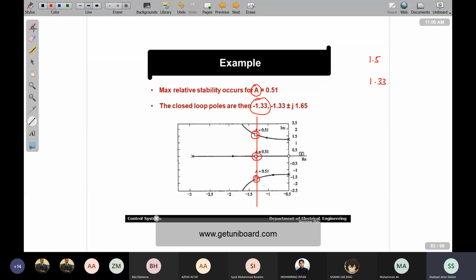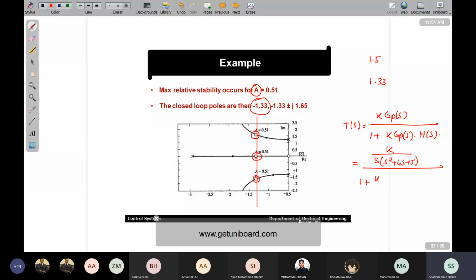Okay. Now for this value of A, which is 0.51, we will go back to our original transfer function. और original transfer function आपके पास क्या है? That is T of S equals K GP of S over 1 plus K GP of S HF S, and that is in fact K over S square plus 4S plus 5 and divided by 1 plus K. अब आप 1 plus 0.51 S करेंगे because A is this thing, and divided by S square plus 4S plus 5, and finally you will end up with this thing कि आपके पास this is K over 1 plus KG of S P of S की टर्म्स में लेके जाना है तो it would be 0.51 into S plus 1.96 divided by S square plus 4S plus 5.